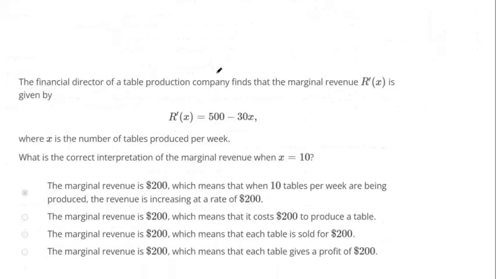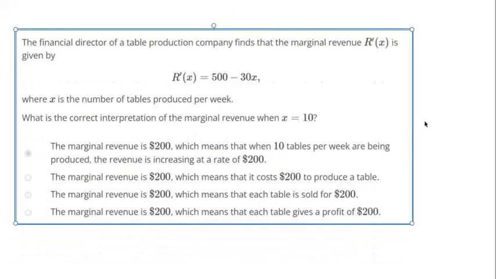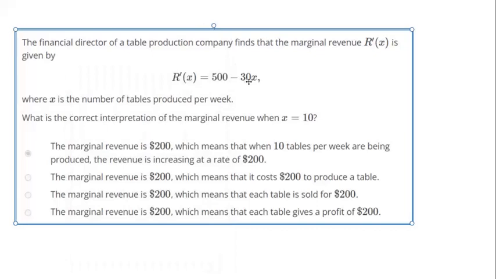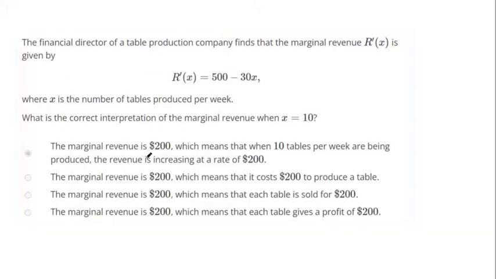But final one here. I tried to do the hardest ones. This one's pretty easy. Financial director of a table production company finds that the marginal revenue. Okay, they got the derivative for us. What is the correct interpretation of the marginal revenue when x equals 10? You just have to plug 10 in there. So 10 times 30 makes minus 300. 500 minus 300 makes 200. So the marginal revenue is 200, which means that when 10 tables per week are being produced, their revenue is increasing at a rate of $200 per whatever time unit they are.